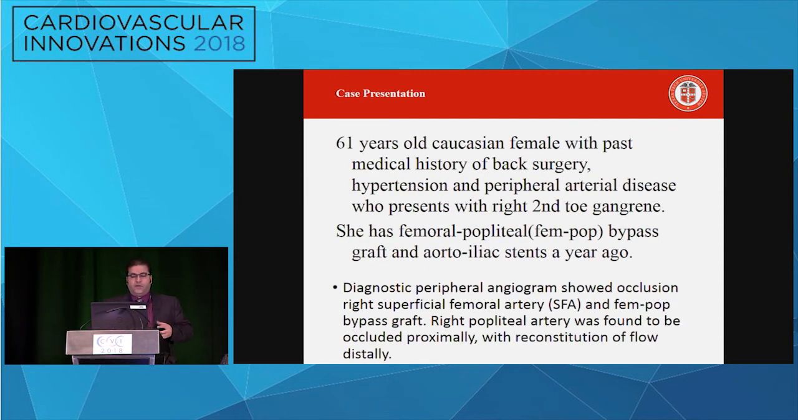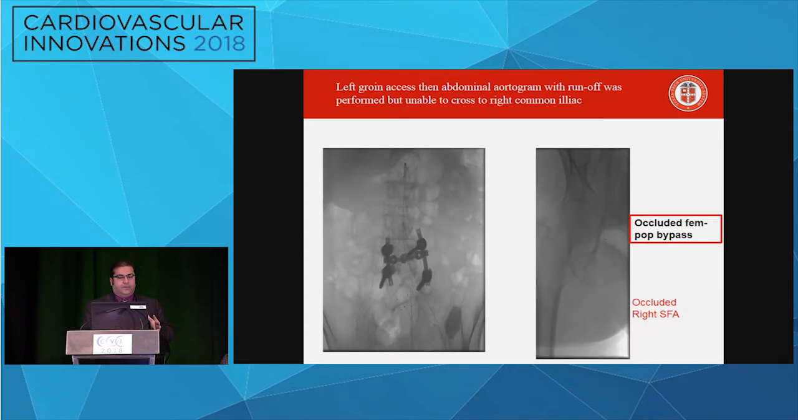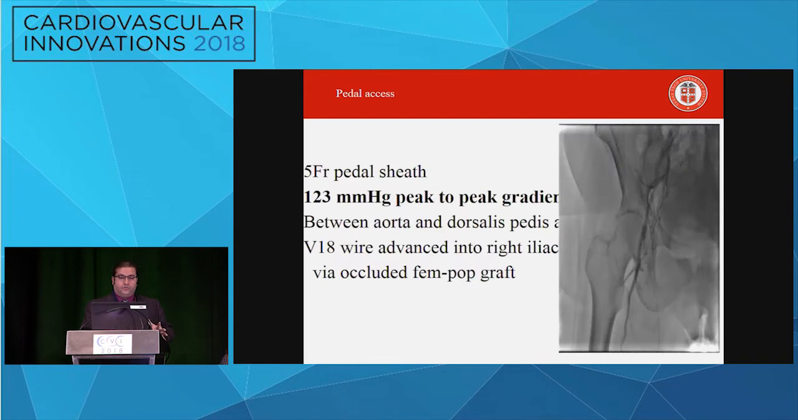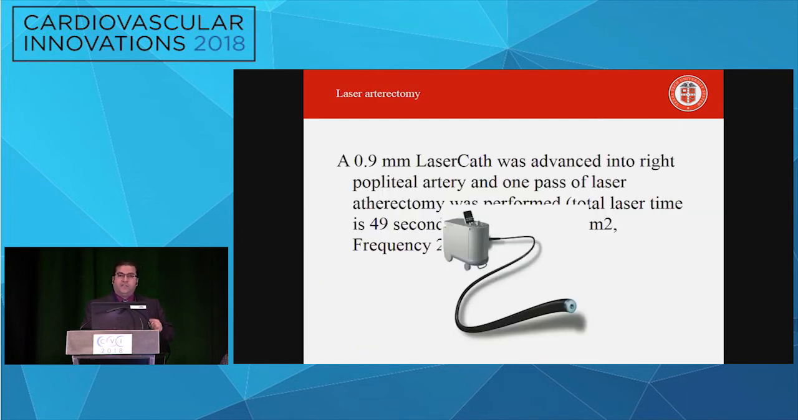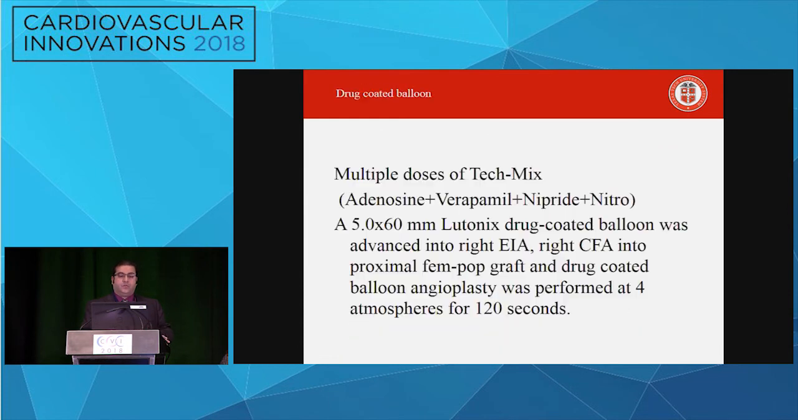I'm going to go over these two cases very quickly, just to give an example. This was a patient that had multiple revascularization attempts at 3 centers before he came to me. No way to go from above or treat, and we were able to successfully go from below, not only treat the patient, do laser atherectomy and DCB, and the patient walked home.